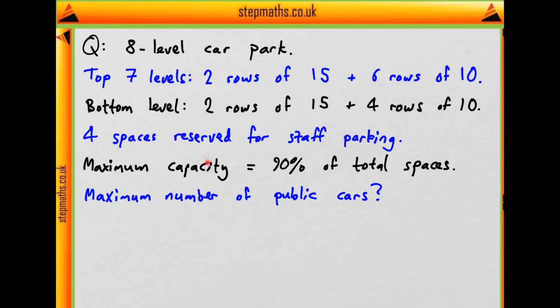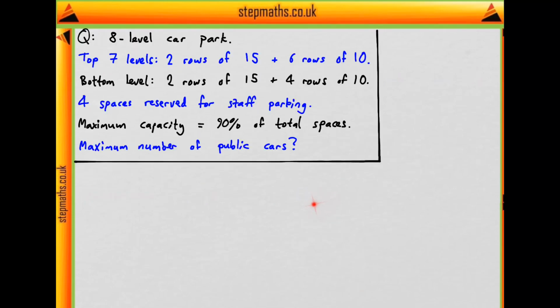Now 4 of these spaces are reserved for staff parking, and we're told that the maximum capacity that they allow in is 90% of the total spaces. Therefore, what is the maximum number of public cars that are allowed in? So where should we start? So we need to know the number of total spaces to work out this capacity. And so what is this?